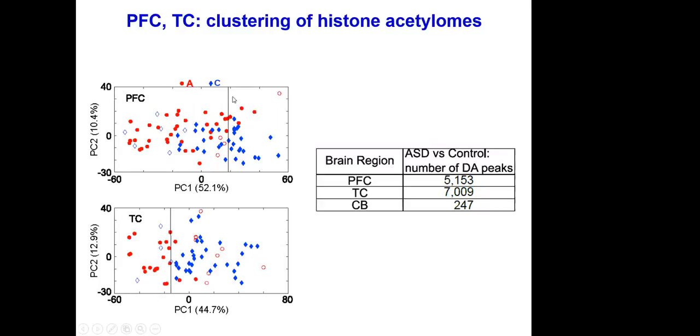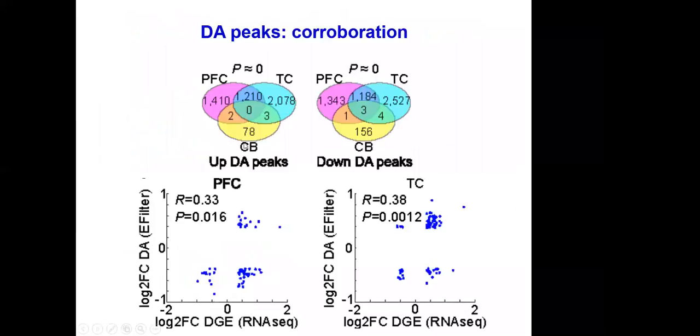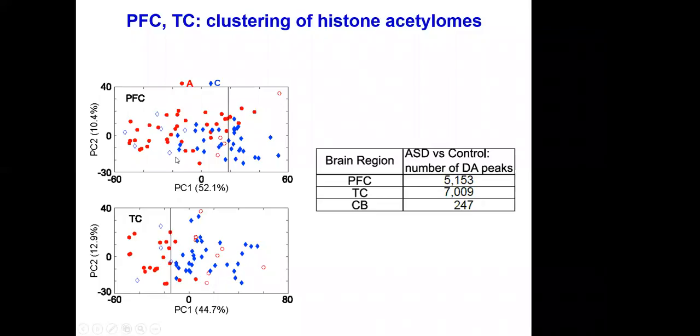And this is a principal components analysis plot. Here again, you can see that the first principal component of our ChIP-seq data to a large extent explains the difference between autism and control. So blue is control, red is autism. Right? So then we said, okay, let's take these differential peaks in the cerebral cortex and try to understand their properties and what that is telling us about autism.